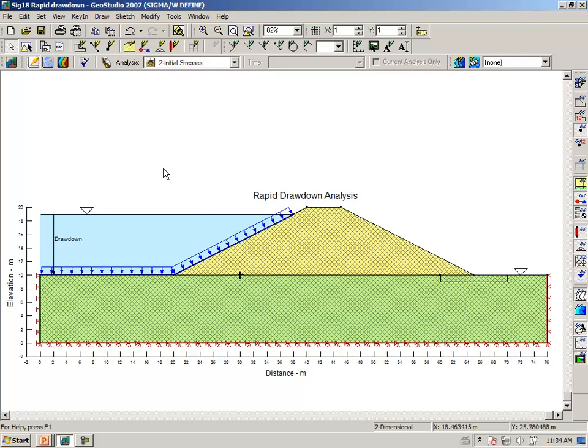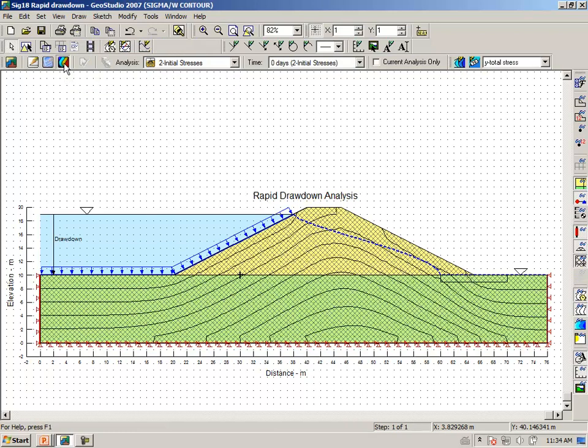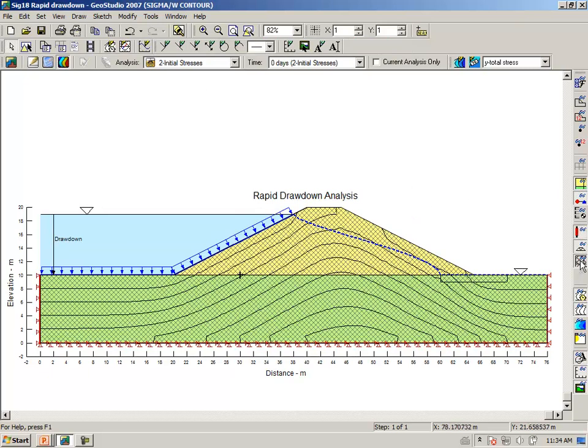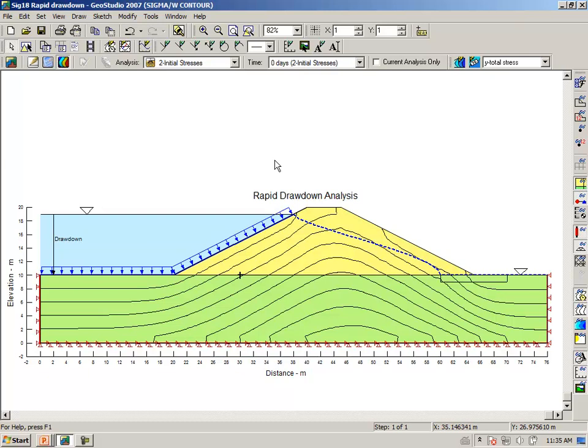It is rather unfortunate, but it is easy to miss this particular step in establishing the initial steady state and initial stress state conditions. So we won't take any time to dwell on it, but here are our initial stress conditions, and we have included the weight of the water. So now we know what the state of stress is in the embankment and in the foundation before taking away the reservoir.